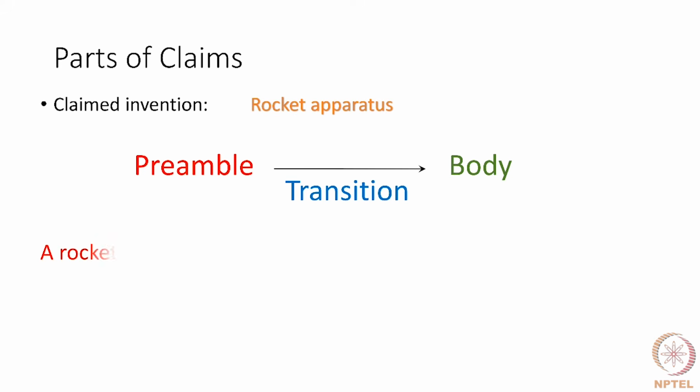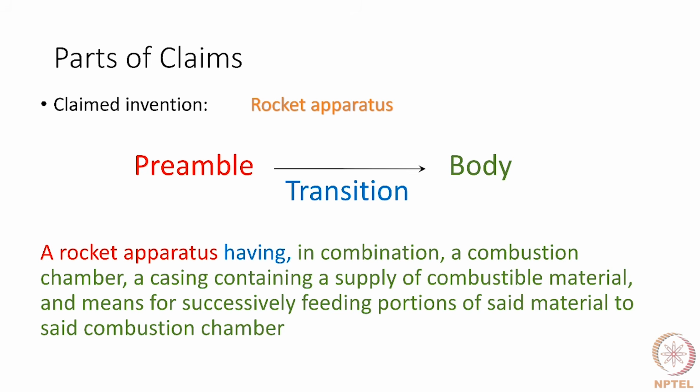Rocket apparatus. A rocket apparatus, which is the preamble, having, the transition, in combination, a combustion chamber, a casing containing a supply of combustible material, and a means for successively feeding portions of said material to the said combustion chamber. Now you can clearly see the preamble and the body connected by the transition. Now the transition tells us that it is not that all rocket apparatus is being claimed here, only the rocket apparatus that has what is being described in the body. So the body is actually what is being claimed.